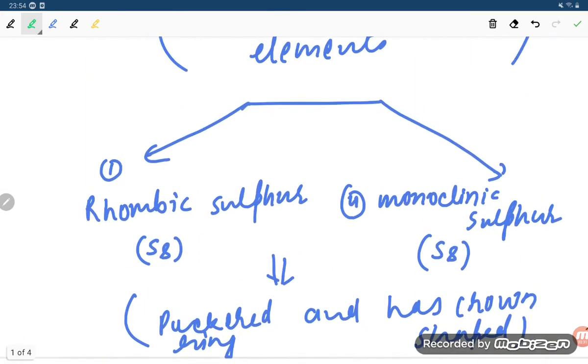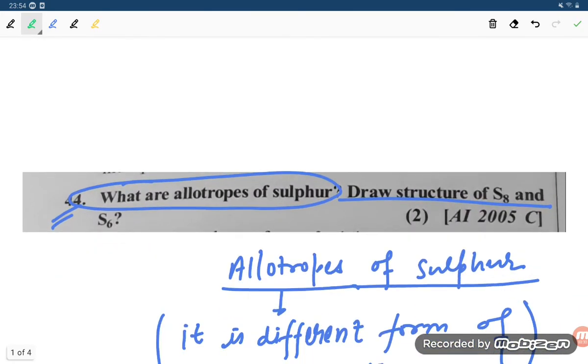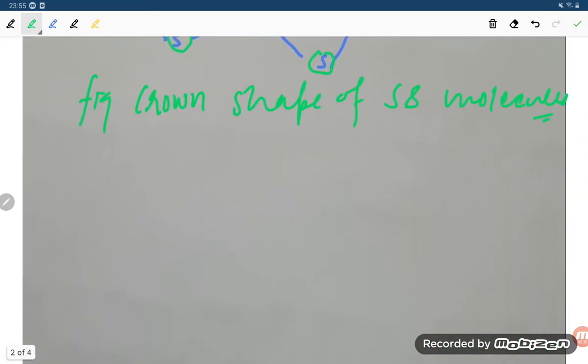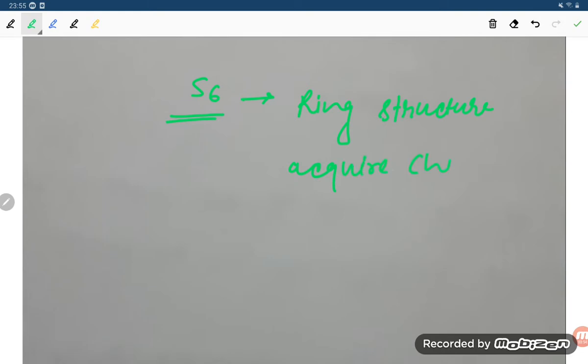Now in the question they are also asking to draw the structure of S8 and S6. Dear students, there are so many allotropes of sulfur. If you talk about S6, it has a ring structure. It acquires the chair form. Ring structure, acquiring the chair form.